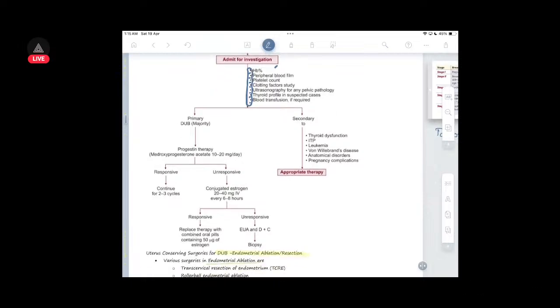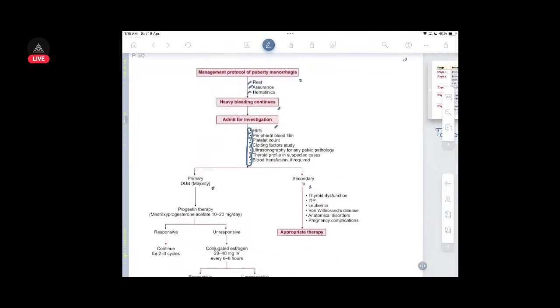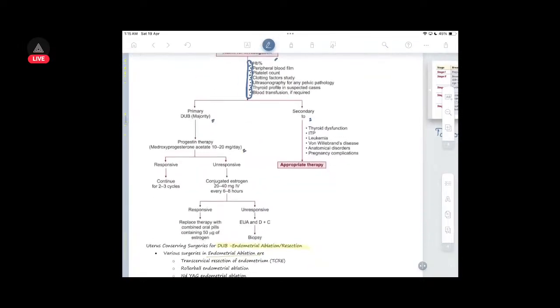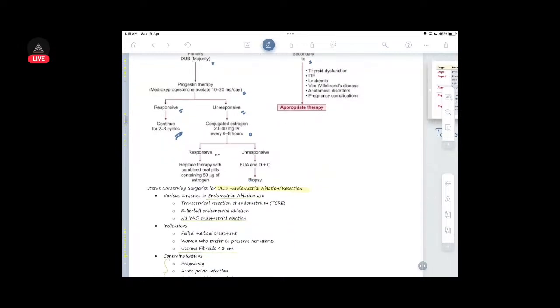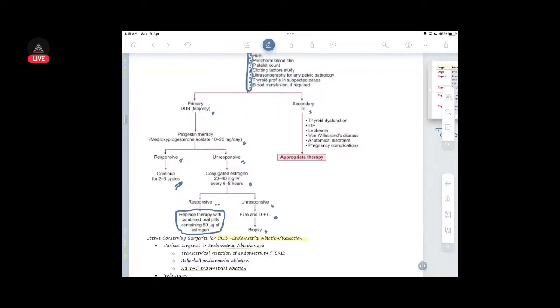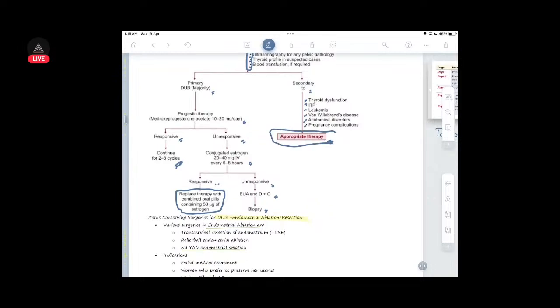So there are primary and secondary causes of dysfunctional uterine bleeding. For progesterone therapy you provide medroxyprogesterone acetate. If it is responsive, you complete 2 to 3 cycles. If it's unresponsive, you give conjugated estrogen, which may be responsive or unresponsive. If it's responsive, then you replace therapy with combined OC pills containing 50 micrograms of estrogen. If it's unresponsive, then you do EUA, DNC and biopsy. Secondary causes include thyroid dysfunction, idiopathic thrombocytopenic purpura, leukemia, non-ovarian polyposis, anatomical disorders and pregnancy complications. You have to provide appropriate therapy.